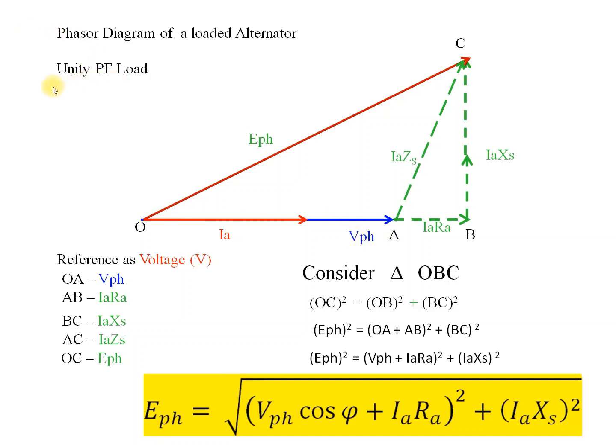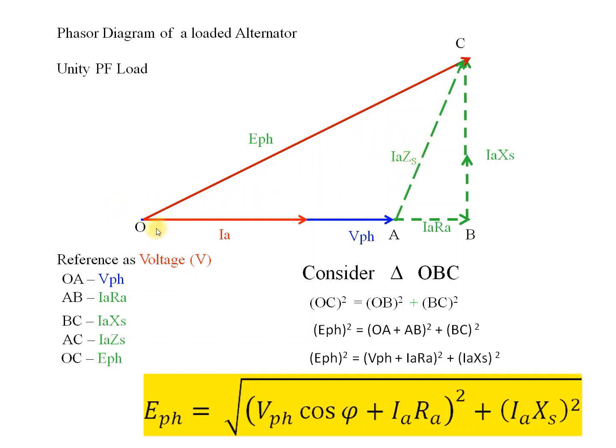Since our particular load is a unity power factor load, IA will be in phase with this V phase. Since we need to add the IA ZS value, we can add the IA RA drop and the IA XS drop. Since IA is in phase with V phase, IA RA will be in this direction and IA XS will be perpendicular to this line. If you add these two vectorially, we will get the IA ZS value.